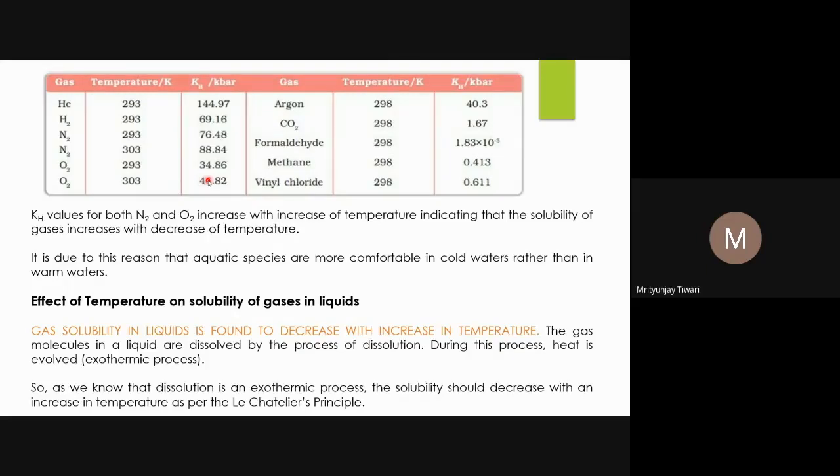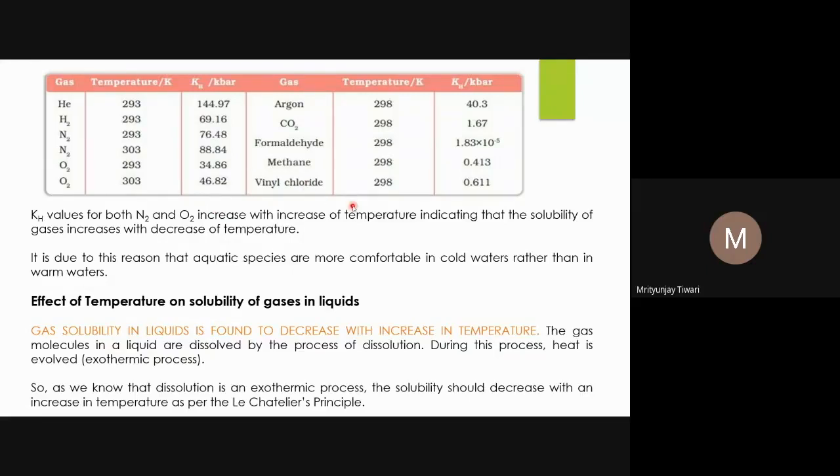Similarly, we consider the values for oxygen. At the same temperature, 293 Kelvin, the kh value is smaller for oxygen, meaning oxygen is more soluble and the solubility of oxygen is more than nitrogen. Now if you look at the kh value for oxygen at two different temperatures, at higher temperature the value of kh has increased, which means at higher temperature solubility of oxygen has also decreased, and this has certain repercussions as well.